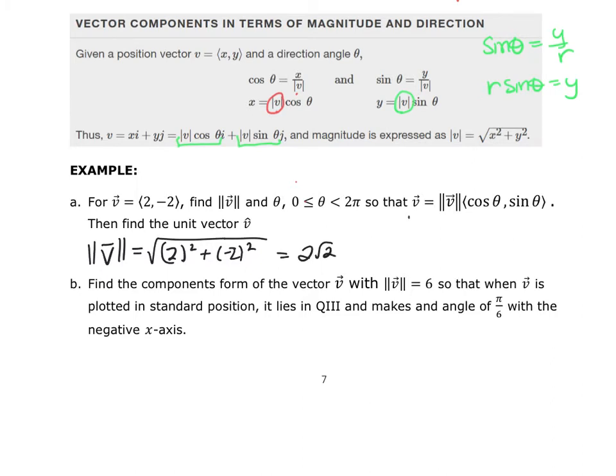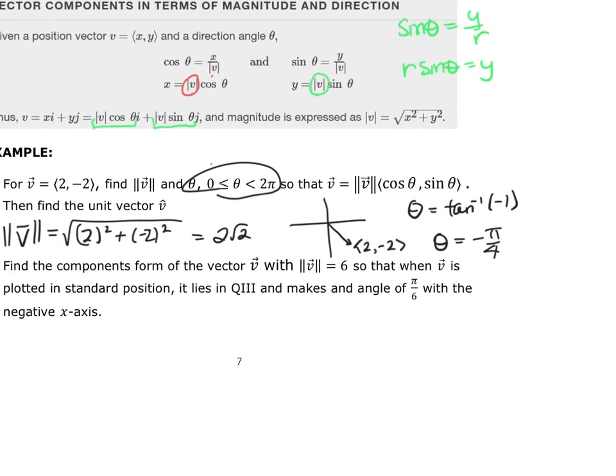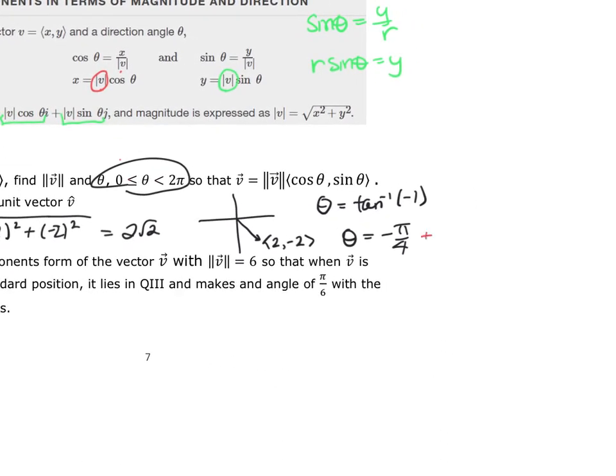Now I need to find my angle. So to find my angle, I better know where I'm standing. So I am actually down here. This is my vector down here. It is positive 2, negative 2. And by this point, we should say, it's the tangent. When I do the tangent inverse of negative 1, it's going to tell me that this theta is negative pi over 4. But by this point, we should be pretty sick of this: I want the angle between 0 and 2 pi. So I know that I have to add on to it 2 pi. So the actual angle I want is 7 pi over 4.